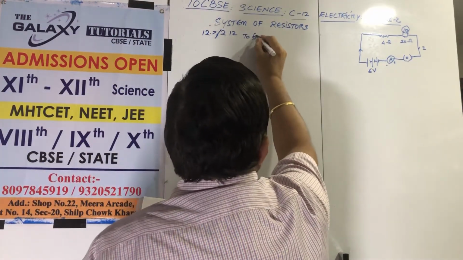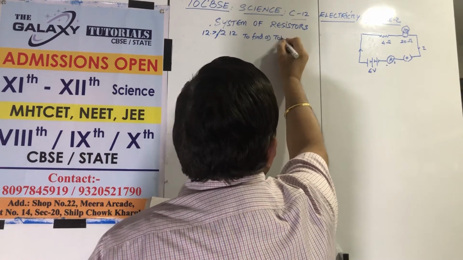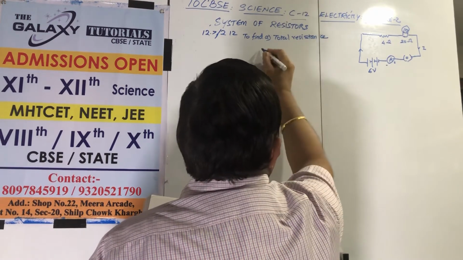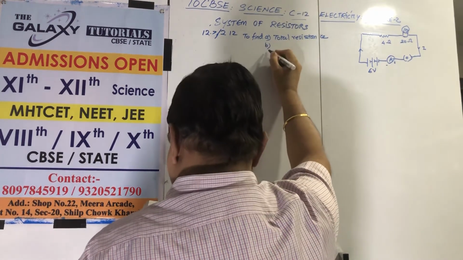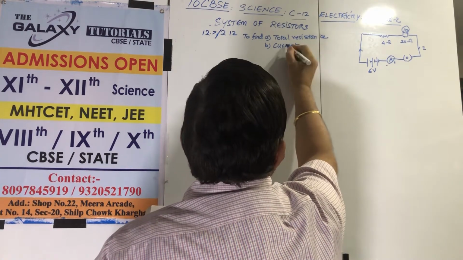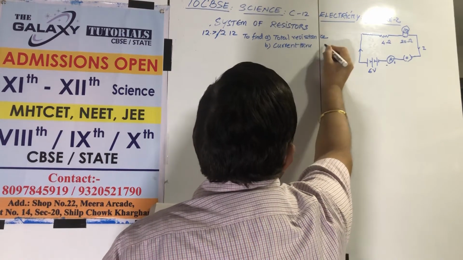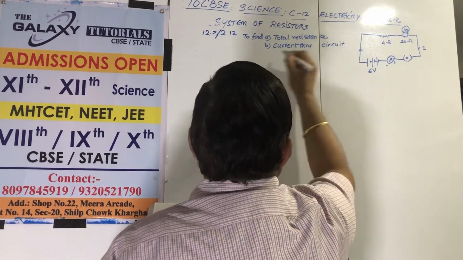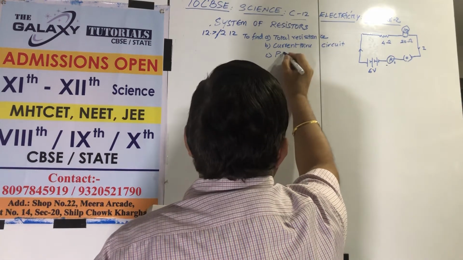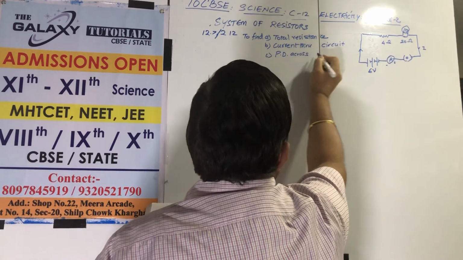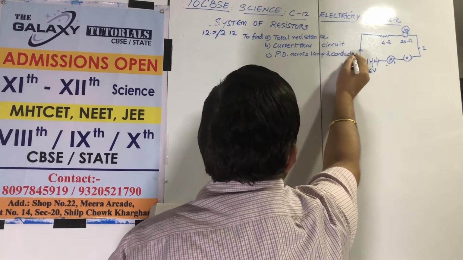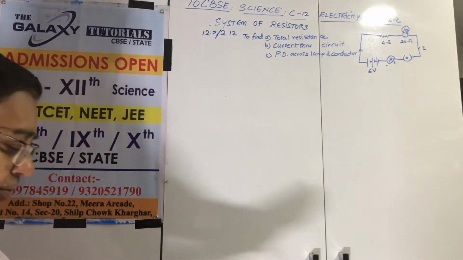To find A, total resistance, B, we have to find current through the circuit, and C, we have to find potential difference across lamp and conductor. This is what we have to do in the problem.